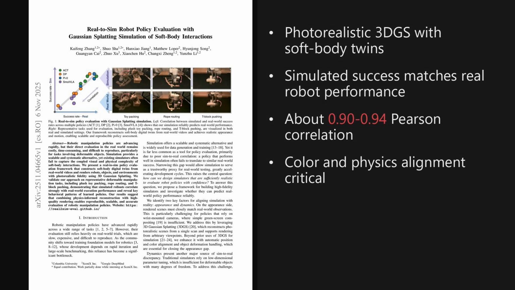Wrapping up, 2 takeaways stand out. Photorealistic 3D Gaussian splatting combined with physics-informed soft body twins predicts real robot success with around 90+% correlation, and both color alignment and physics optimization are required for that reliability. The broader implication is scalable, reproducible policy evaluation that cuts lab time and accelerates safe iteration.